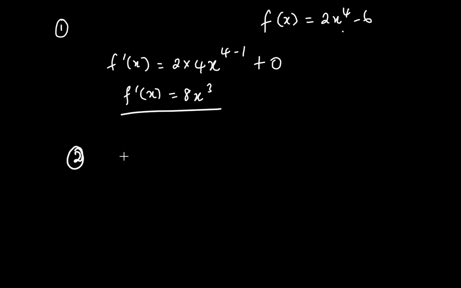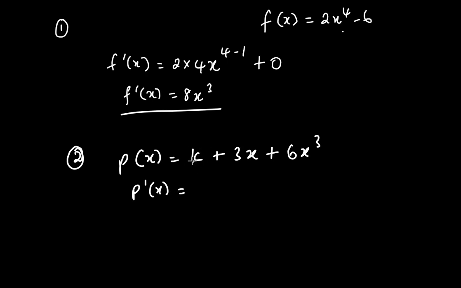Number 2, what if I had p of x is equal to k plus 3x and then plus maybe 6x cubed? How would I get the derivative there? Remember, x is the variable that we are respecting there. So the derivative of p would be, I see k. Is it kx? No, it means this is a constant, so the derivative of a constant is 0.